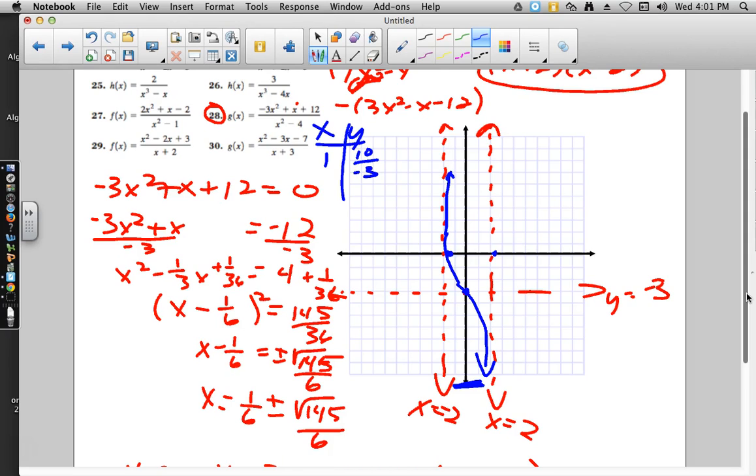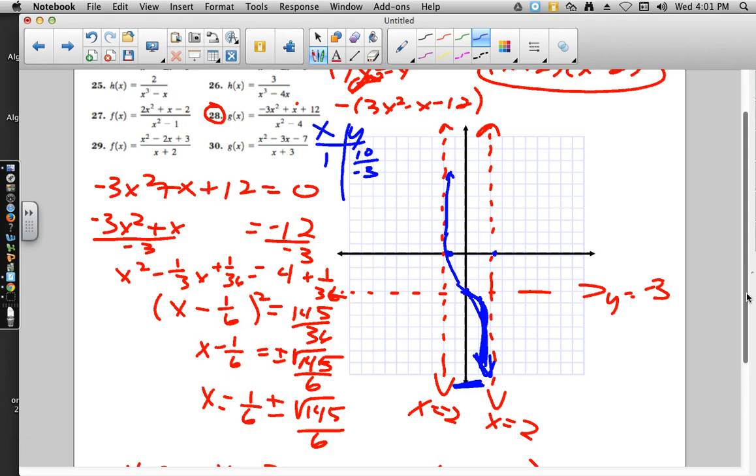So 1, 2, 3, and I'm off by a little bit here. This swings a little bit wider at this point. But again, depending on what we need it for, if we just need a sketch to get the limits, we would have been just fine.